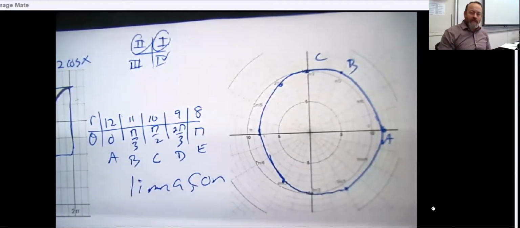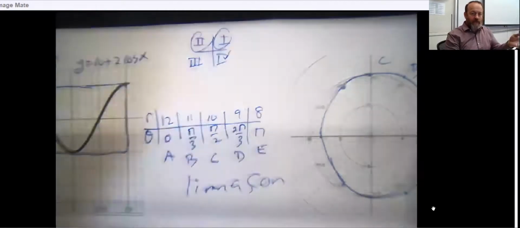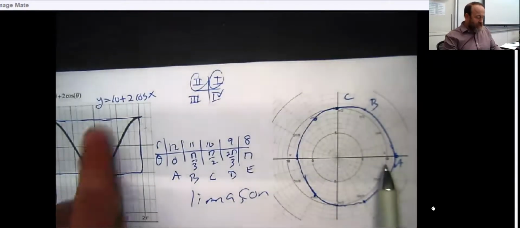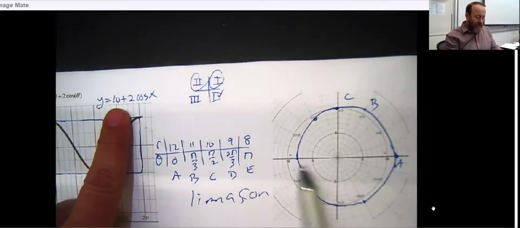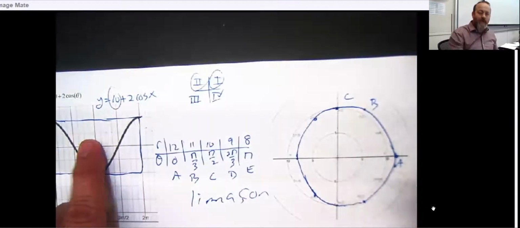And notice that it has a maximum radius of 10 plus 2, which is 12. Again, looking at this, the maximum radius of 10 plus 2 is 12. The minimum radius is 8. And you'll notice the 10 shows up on the off radius.